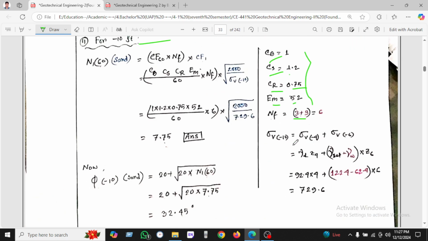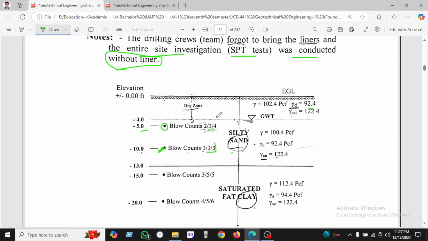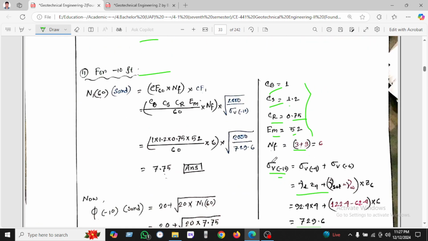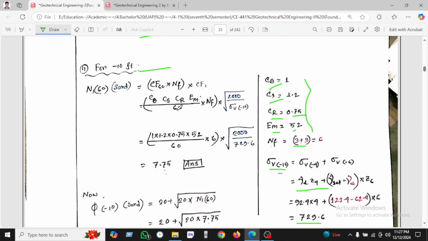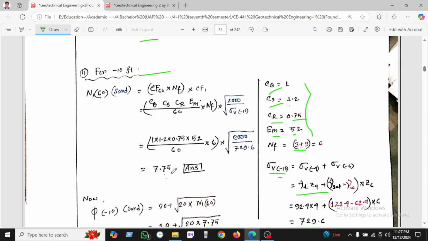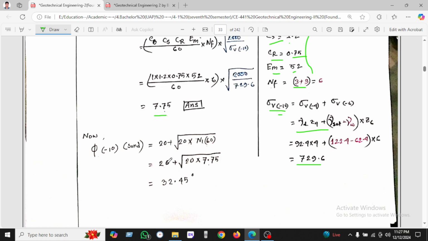Okay, and the overburden pressure we have calculated at 10 feet is 739. We can see here the way we are calculating, putting this value, and found N160 is 7.71. And for phi, it will be 20 to root over 20 N160, and found 32.45.